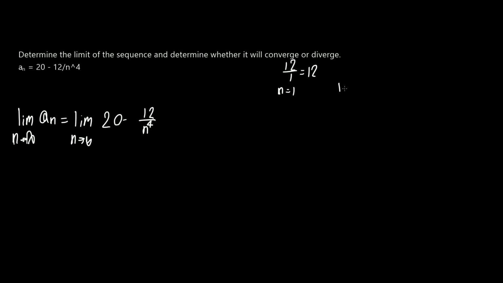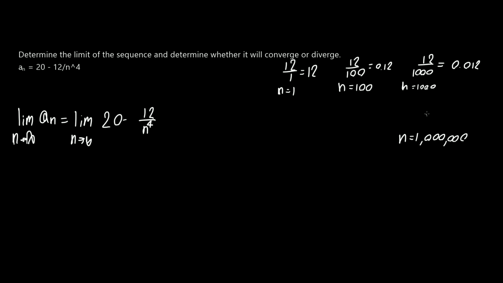Now let's say n is 100. What will happen then? We're going to have 12 over 100, which is 0.12. What if n equals 1,000? We're going to have 12 over 1,000. What does that equal now? That's going to equal 0.012. What if n equals 1,000,000? We're going to have 12 over 1,000,000. What does that equal then? That's going to equal 1.2 times 10 to the power of negative 5. In other words, it is a really small number, really close to 0.